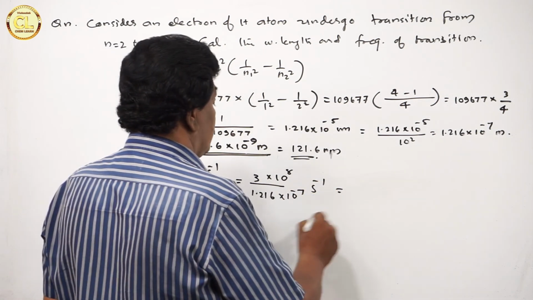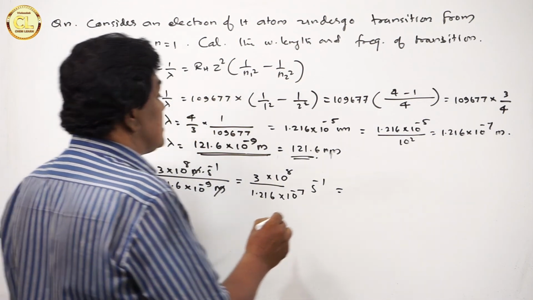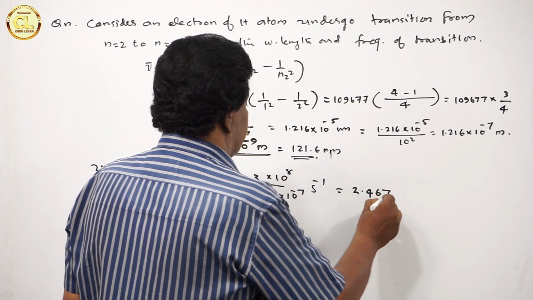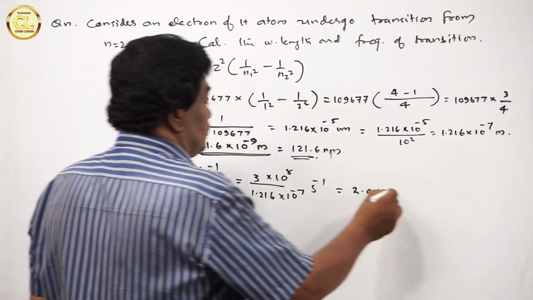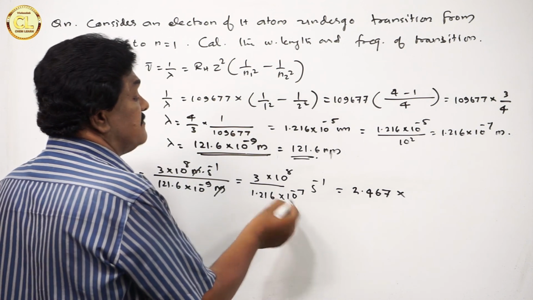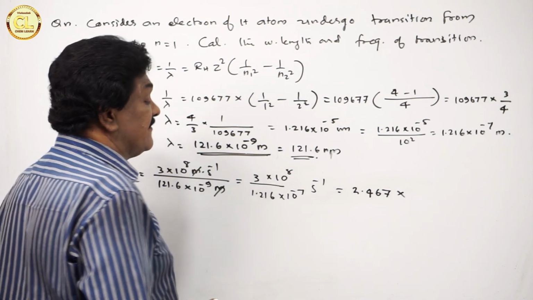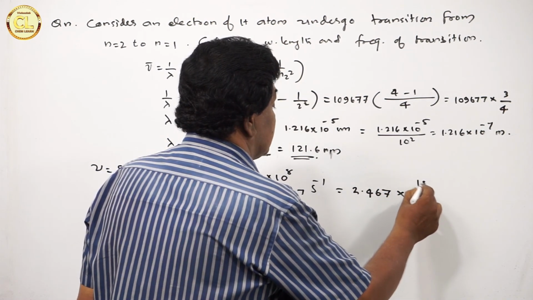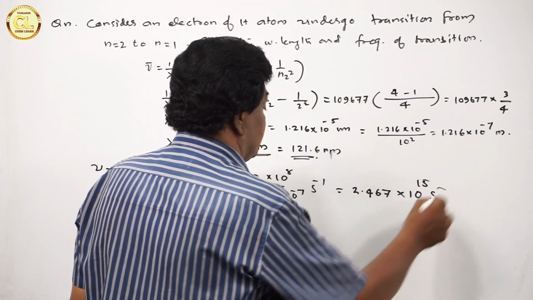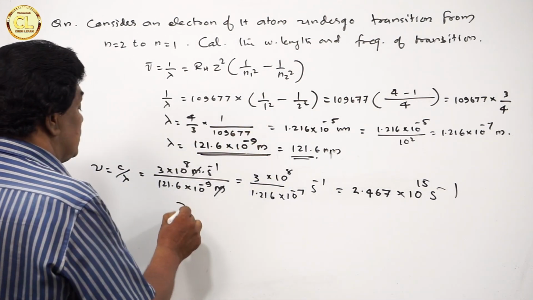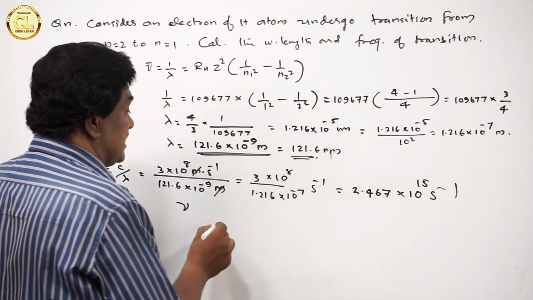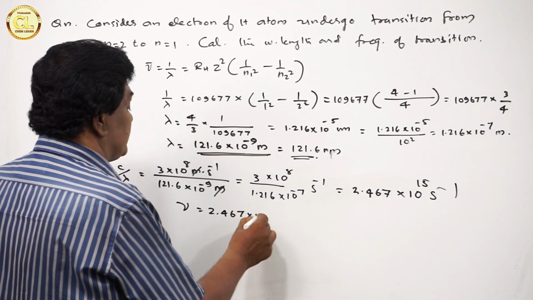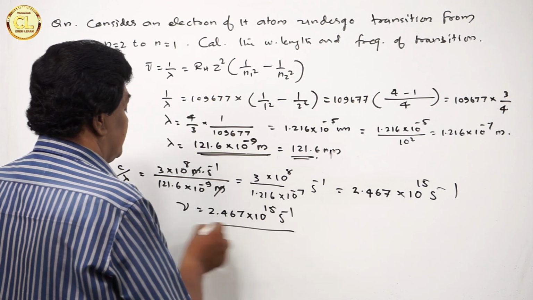This becomes, see, 3 by 1.216 is equal to 2.467 into, see, 10 raised to minus 7 comes in the numerator as 10 raised to plus 7. So 10 raised to 8 into 10 raised to plus 7 is equal to 10 raised to 15 per second. So frequency of the corresponding transition is 2.467 into 10 raised to 15 per second. That's all.